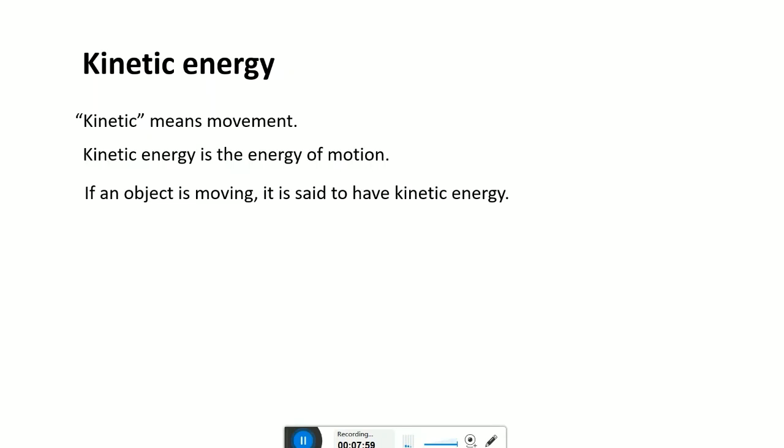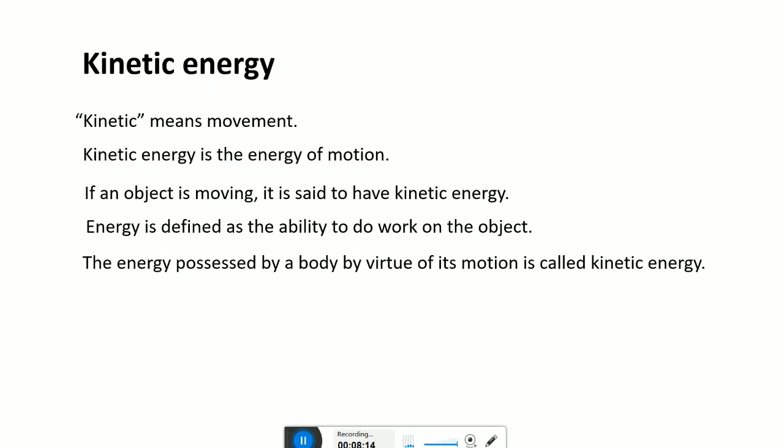If an object is moving, it is said that object has kinetic energy. It is defined as the ability to do work on the object, or the energy possessed by a body by virtue of its motion is called kinetic energy. Kinetic energy is a scalar quantity and is measured in the same units as work done. That means its SI unit is joule and CGS unit is erg.